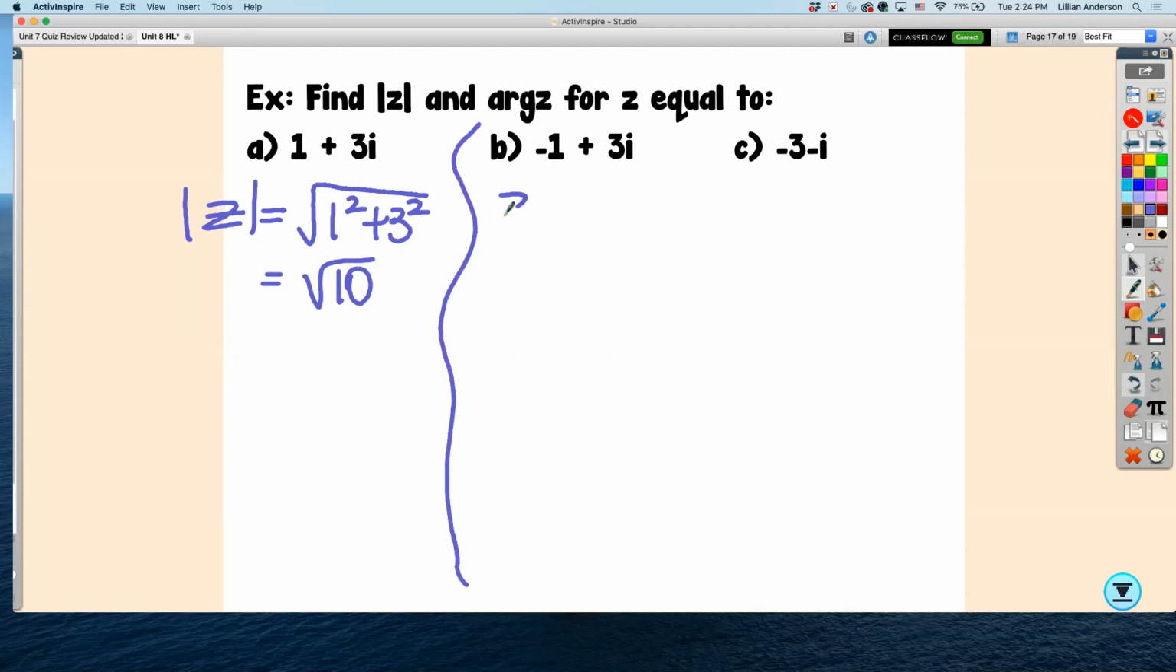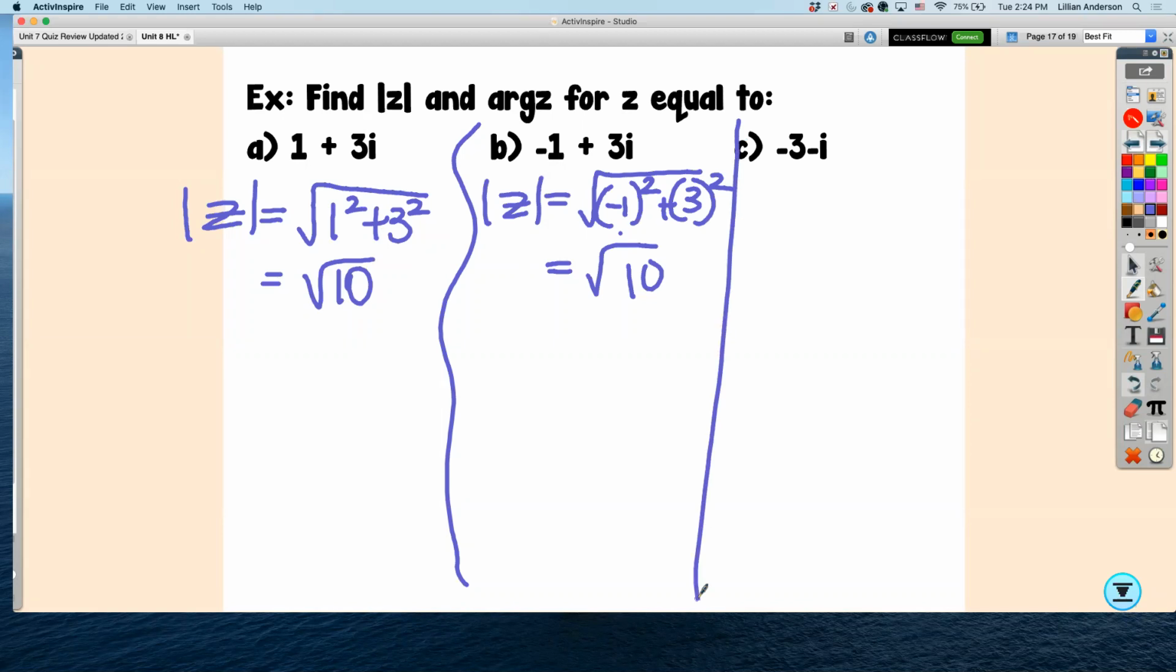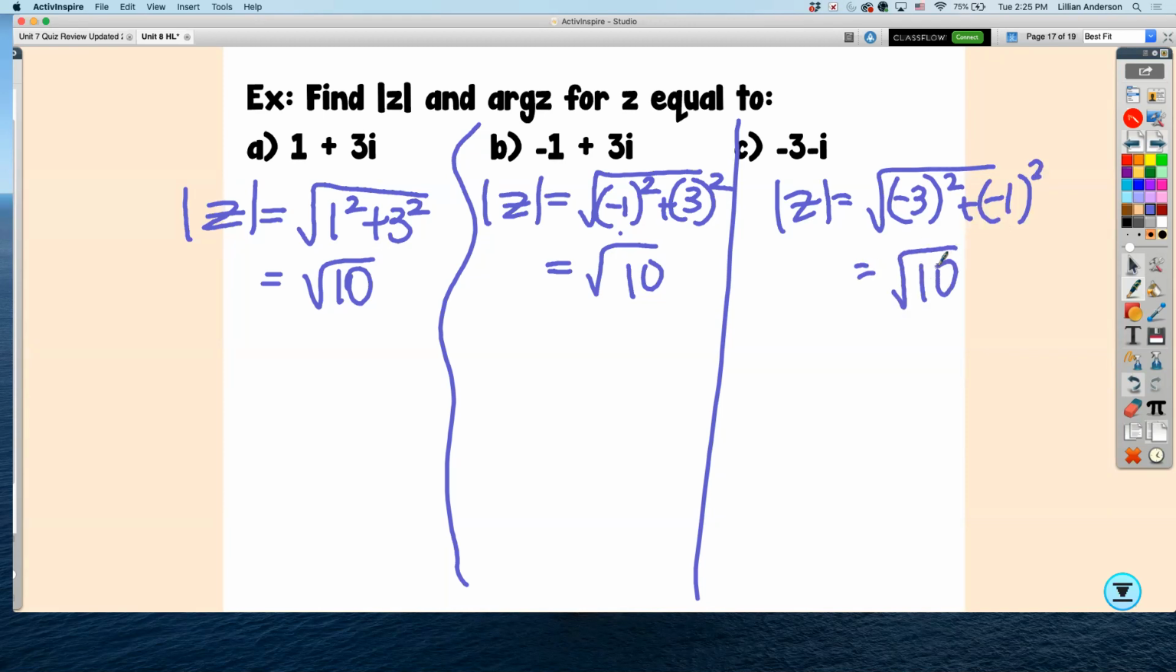It's going to be similar for this one because my a is -1, my b is 3, but when I square and add, it's still going to give me square root of 10. And for C, even though the order is changed, -3 squared plus -1 squared is still going to be square root of 10. So even though the modulus is the same for all of these, there is a distinct difference between each of these complex numbers. What is it? It's going to be the direction.